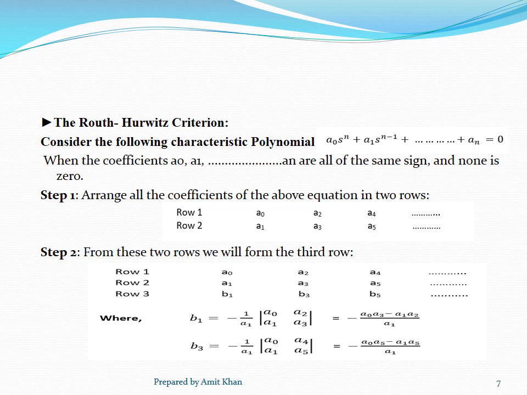In row 3 we get b1, b3 and b5, where b1 equals minus a0 a3 minus a1 a2, divided by a1. And similarly we get the formula of b3, that is minus a0 a5 minus a1 a4, divided by a1.